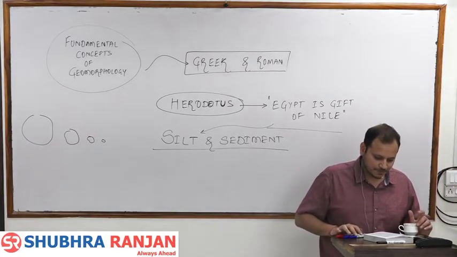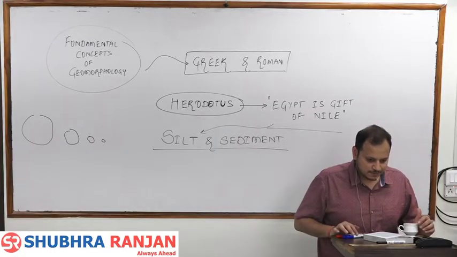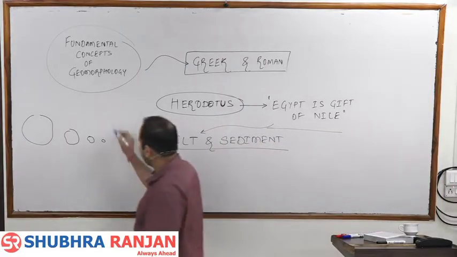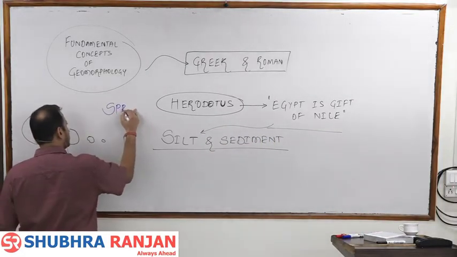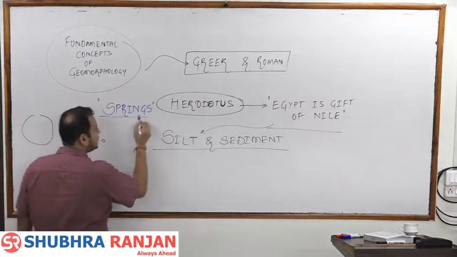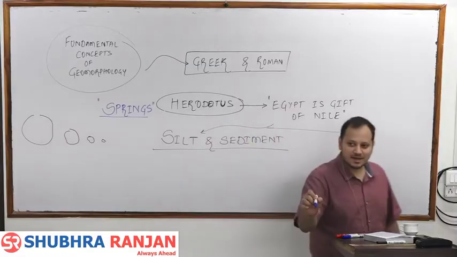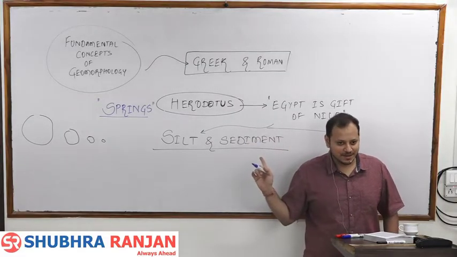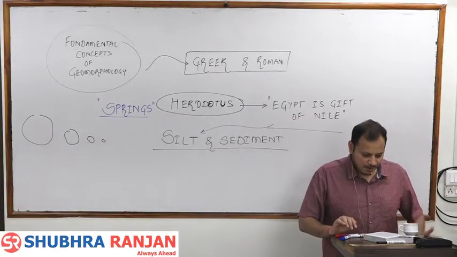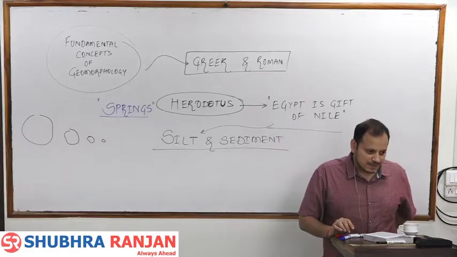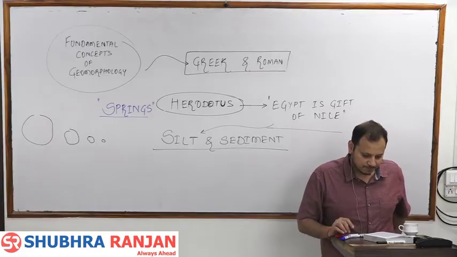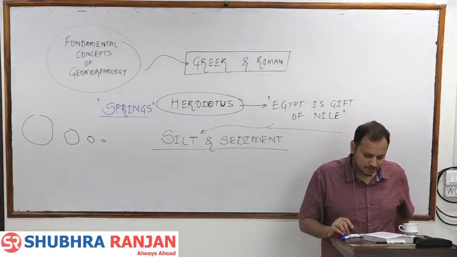Aristotle talked about the origin of springs. Remember, we are doing geomorphology, not climatology. So here spring means a stream of flowing water, not the season spring. Getting it? It means water that is flowing. He talked about the origin of springs and explained the formation of the springs.